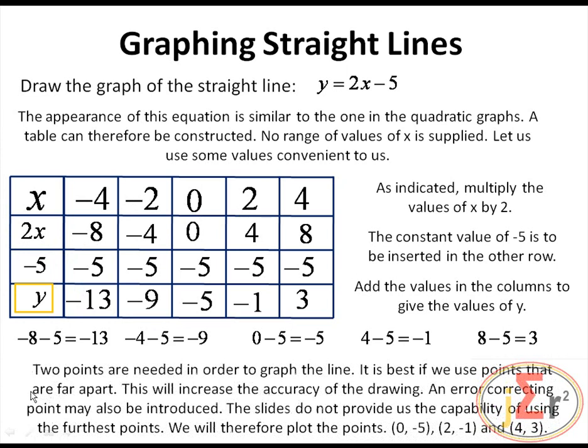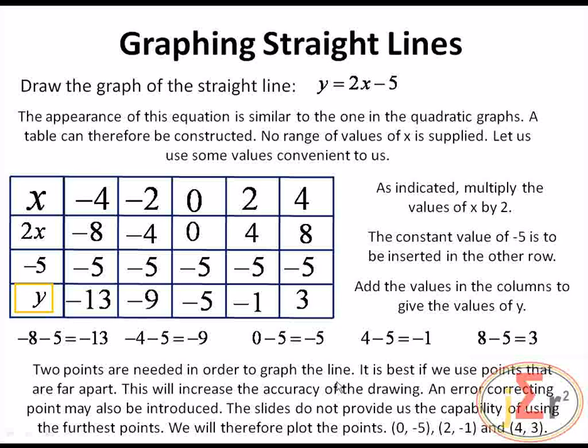2 points are needed in order to graph the line. It is best if we use points that are far apart. This will increase the accuracy of the drawing. An error correcting point may also be introduced. The slides do not provide us the capability of using the furthest points. So we are going to be using the points that we have right there. 0, negative 5, 2, negative 1, 4, 3.